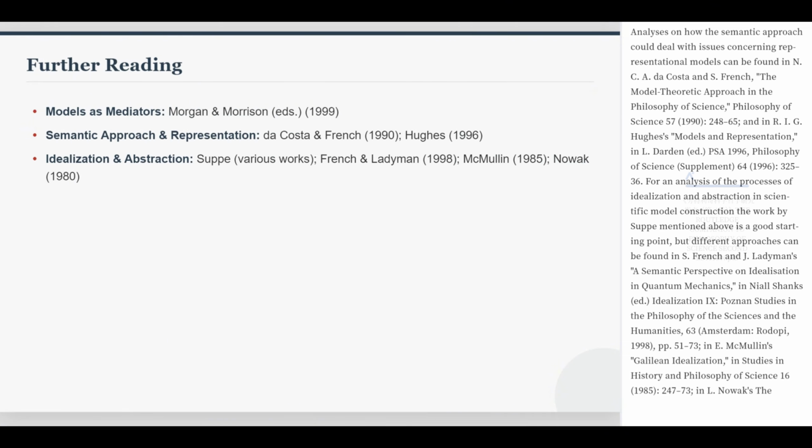For those interested in digging deeper into the philosophy of scientific models, there are some fantastic resources. The book Models as Mediators, edited by Morgan and Morrison, is a must-read, containing a wealth of essays on the topic. If you want to explore the semantic view in more detail, look into works by Da Costa and French, or Hughes. And for understanding the crucial processes of idealization and abstraction in model building, Suppes' work is foundational, though other perspectives exist in the works of French and Ladyman, McMullin, and Nowak. Happy reading.